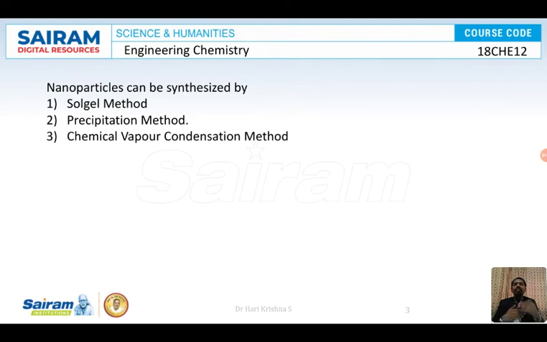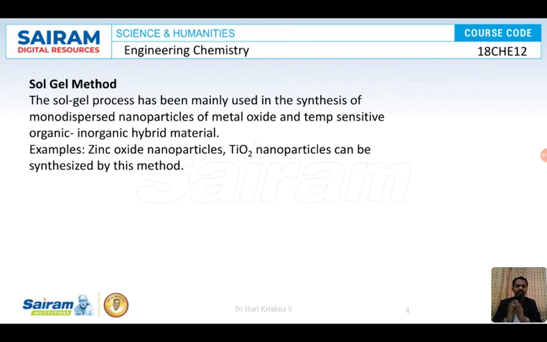We'll discuss how to synthesize nanoparticles method by method. To start with, we'll take the sol-gel method. This is an important bottom-up approach for synthesis of nanomaterials. In the sol-gel method, the following steps are involved. First, preparation of the sol. Next, conversion of sol to gel. Next, aging of the gel and removal of solvent, and finally heat treatment.